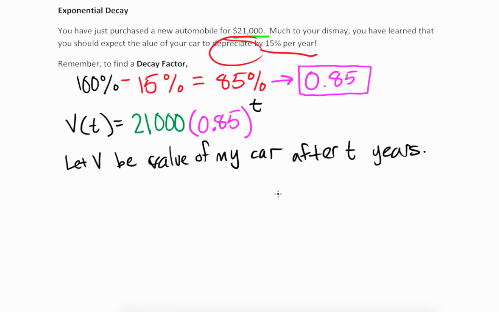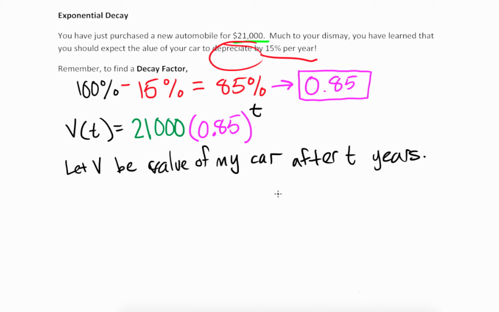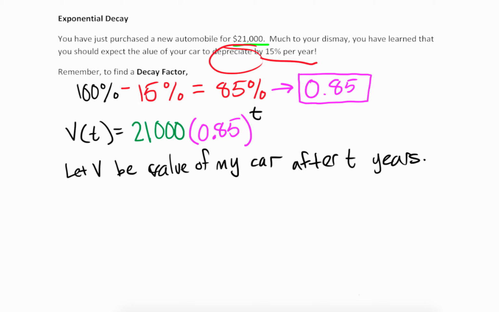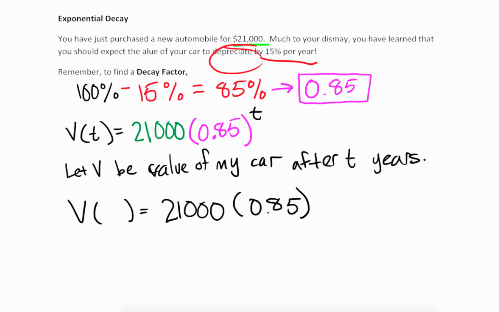Now we're going to look at the value of this car after 5 years. So I'm going to take my function, my starting value times my decay factor. And if I'm doing this for 5 years, my input is going to be 5. That means 0.85 is going to be raised to the 5th power.